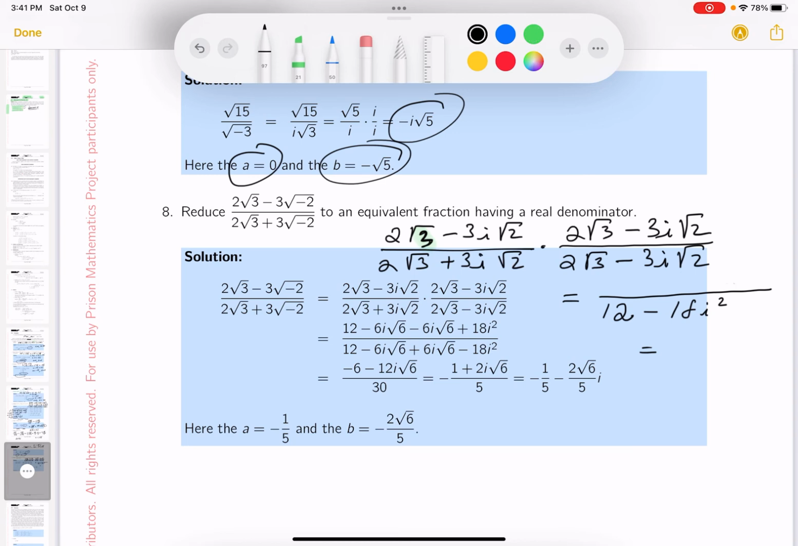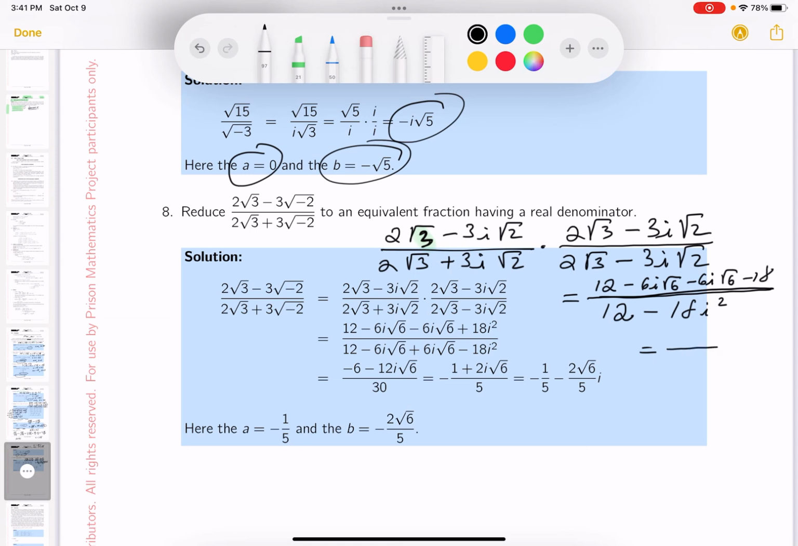Let me do my multiplication now. It's going to be more of the same old, and I'll get better over time, I think. So it's going to be 2 times 2 is 4 times 3 is 12. And then I'm going to get minus 6i root 6, and then minus 6i root 6. We'll do that later. And then that would be minus 3 times minus 3 is 9. i times i is i squared, so minus 9. And then minus 9 times 2 is minus 18.